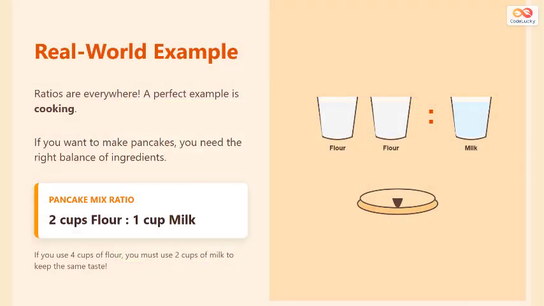We use ratios in real life all the time, especially in cooking. Think about a pancake recipe. If the recipe calls for a ratio of 2 cups of flour to 1 cup of milk, you have to keep that balance. If you decide to make a bigger batch and use 4 cups of flour, you must double the milk to 2 cups to keep the ratio the same.